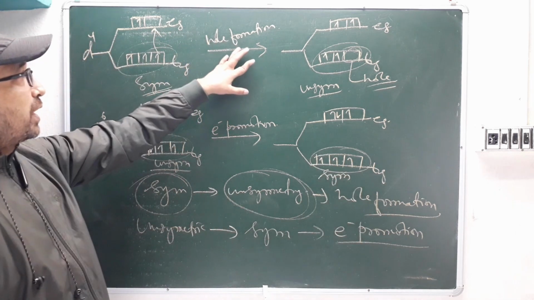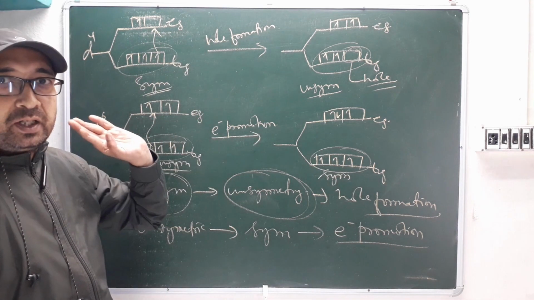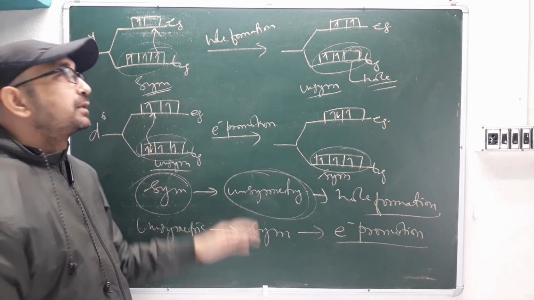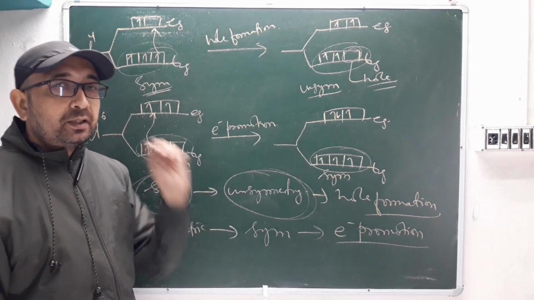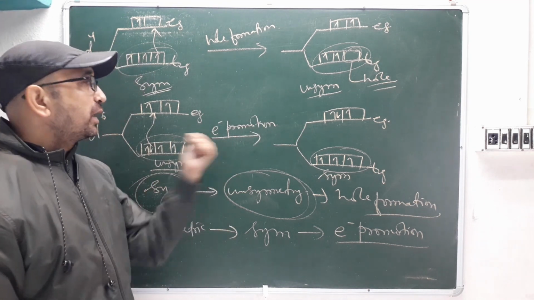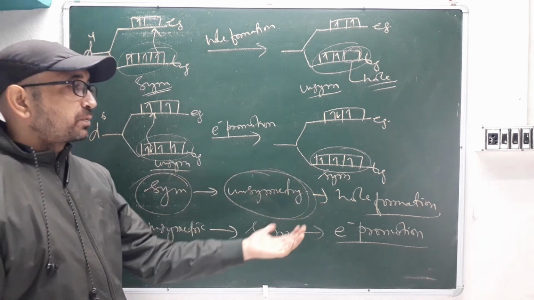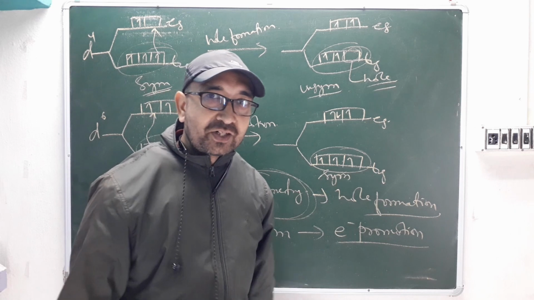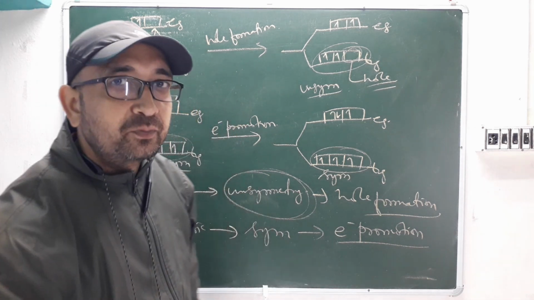So now you come to know hole formation and electron promotion. Next time maybe they will ask for d4, whether the electron transition will be hole formation or electron promotion, so you can explain by this. Now directly we'll go to the correlation diagram and see how it is working.